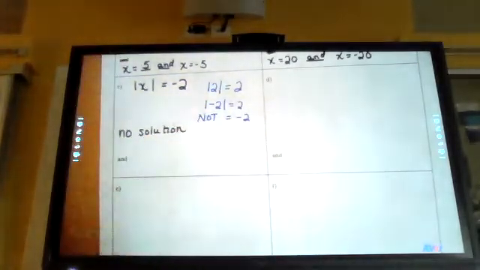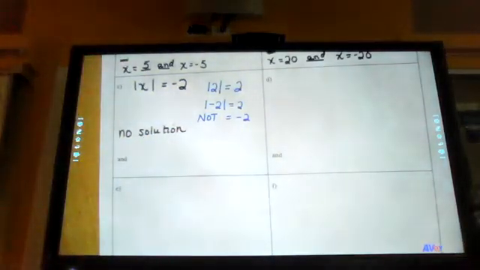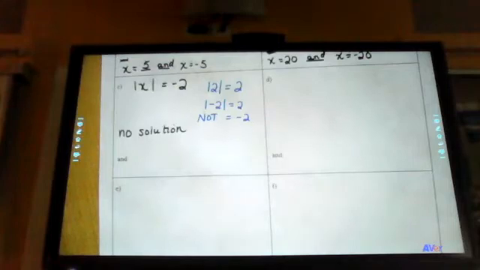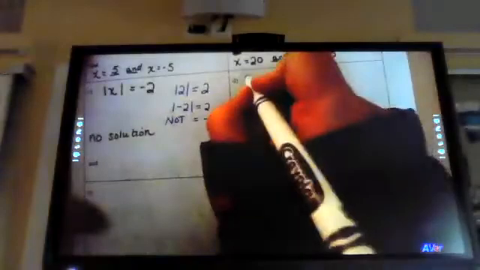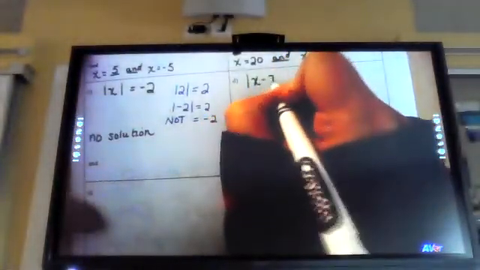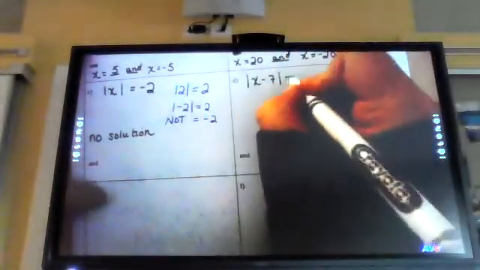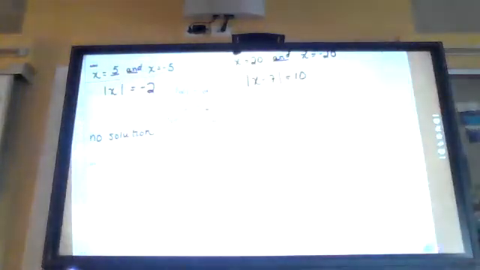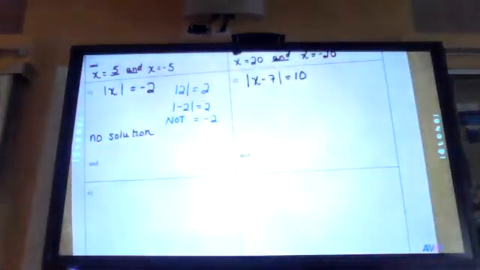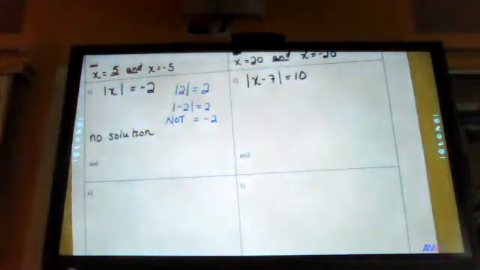All right, so there's our last one. There's our only one that has no solution. Okay, let's try D, because now D is going to get a little bit more tricky because we're going to start throwing stuff on the inside. We're going to throw some things on the inside of that absolute value.